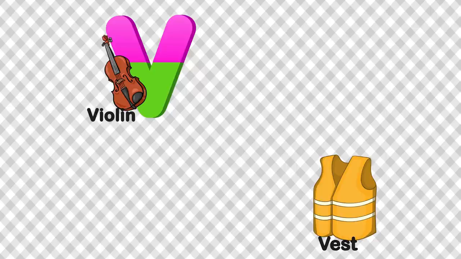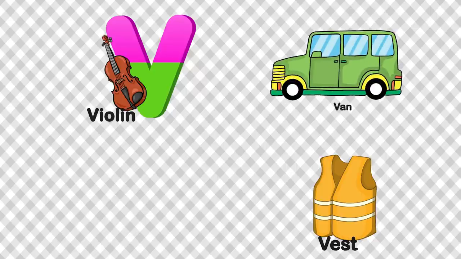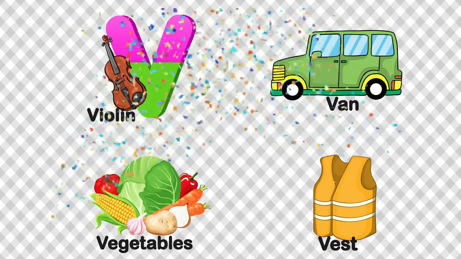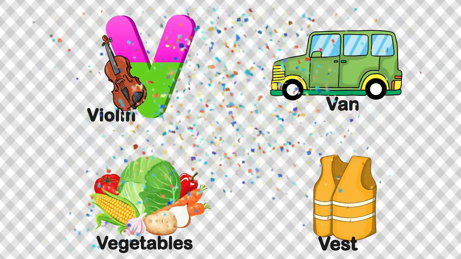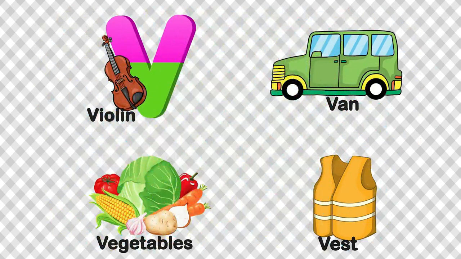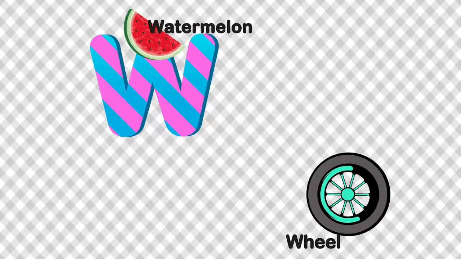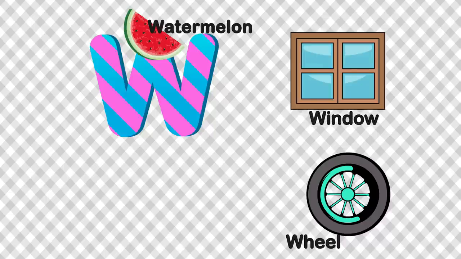The sound of V is v. Violin. Vest. Van. Vegetable. Yay! W. The sound of W is w. Watermelon. Wheel. Window. Water.